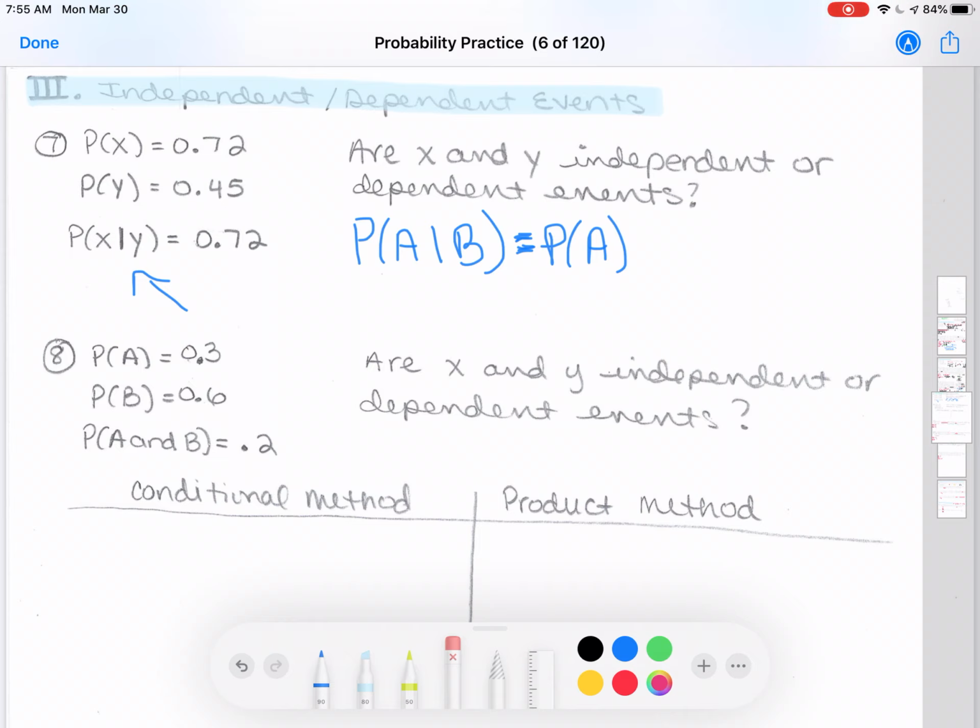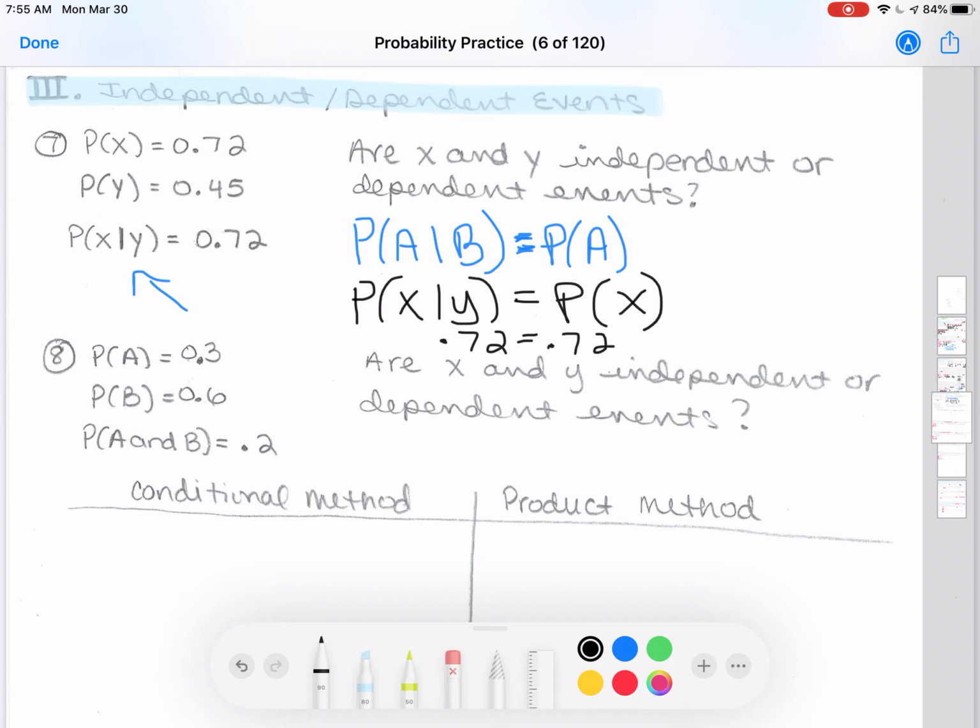Okay, so this is my formula, right? But I have x's and y's here. So is the probability of x given y equal to the probability of x? Remember, it's every other. Now just substitute in: 0.72 equals 0.72. They're the same, therefore independent.